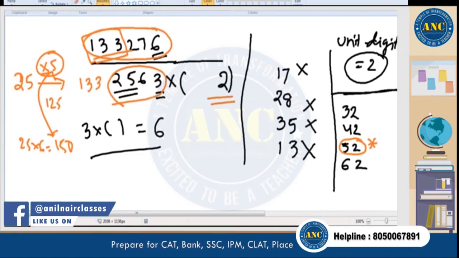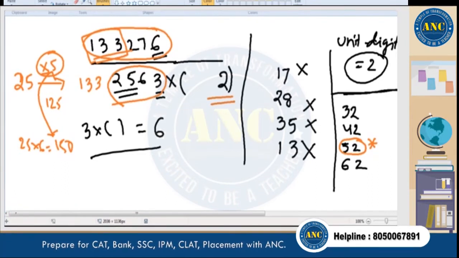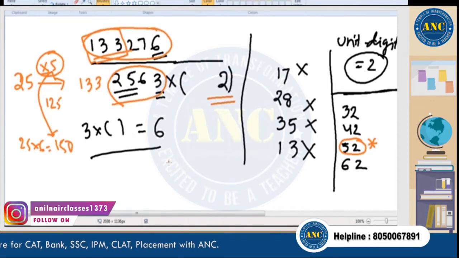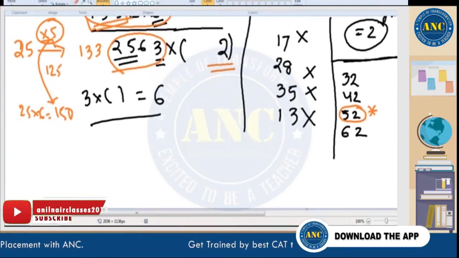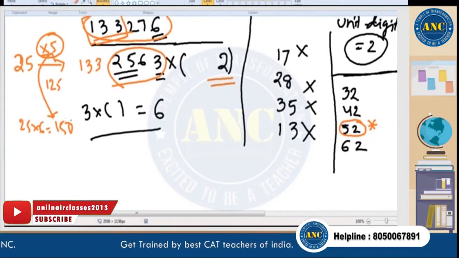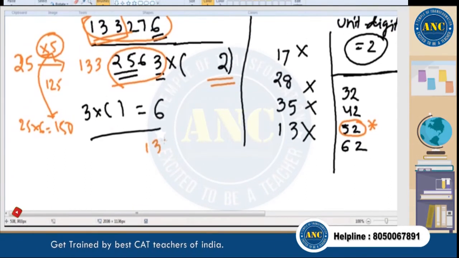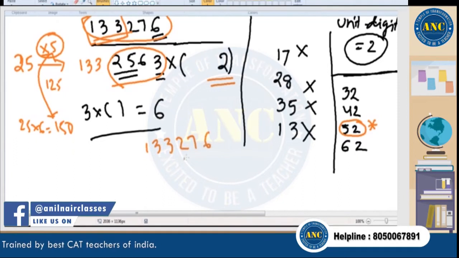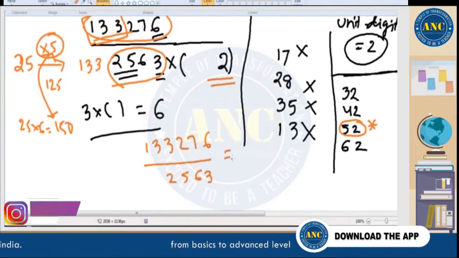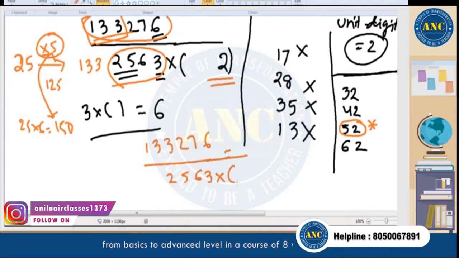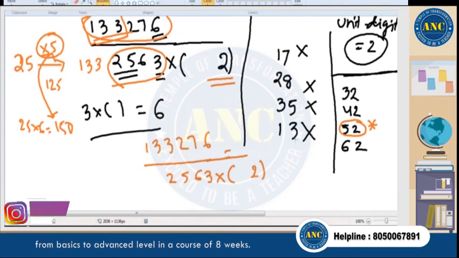I just want to repeat it for the last time, and I just want to wind up my session, sir. I am repeating my question one more time. Same question, sir. What is the given data? It is 133,276 by 2563, sir. I don't know the answer, but I got some clarity that the unit digit should be 2.